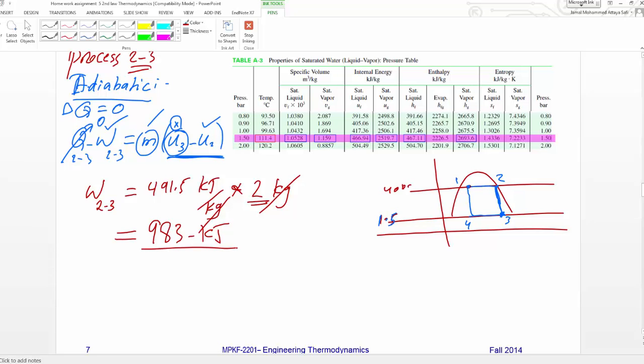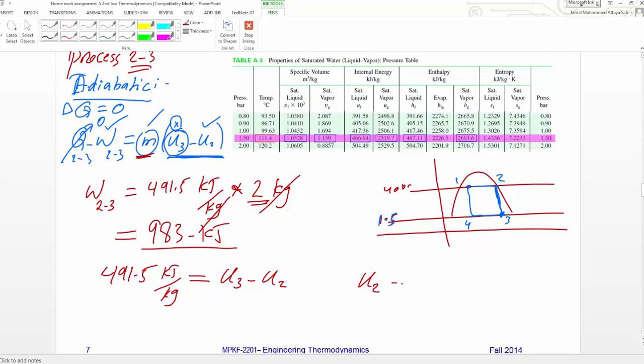Okay. And from this, of course, I can find U3, because now I know that 491.5, this is the work divided by mass. So this is specific work. This is kilojoule per kilogram. This is equal to U3 minus U2, right? We know it from here. I just divided by the mass just to get rid of the mass, where then I can just deal with specific internal energy. What is U2?